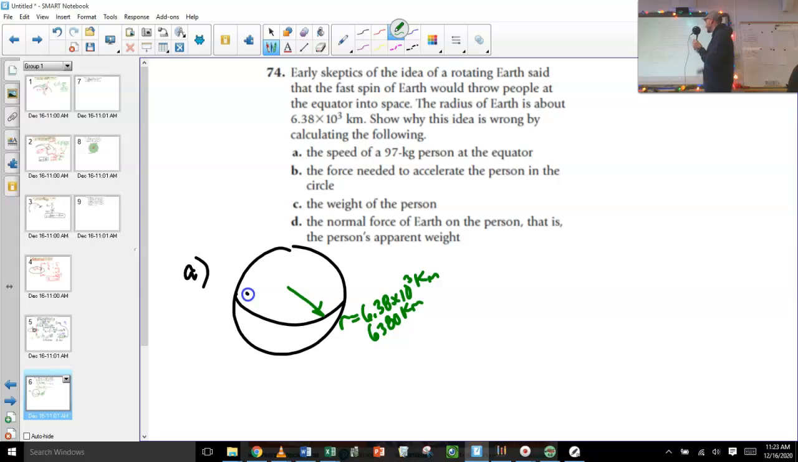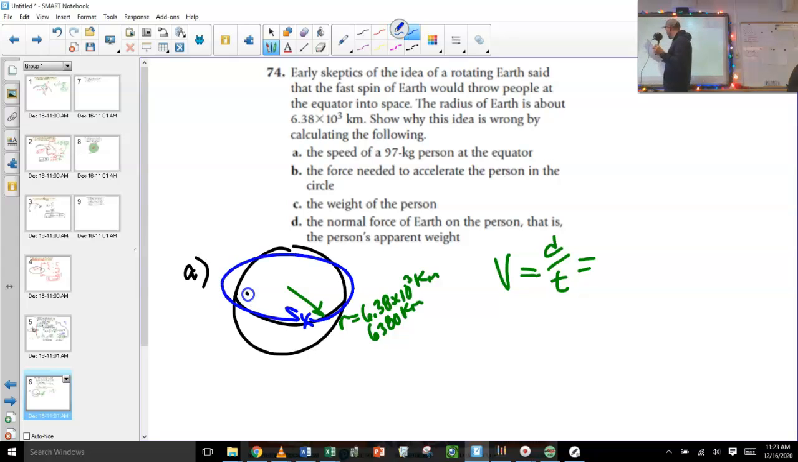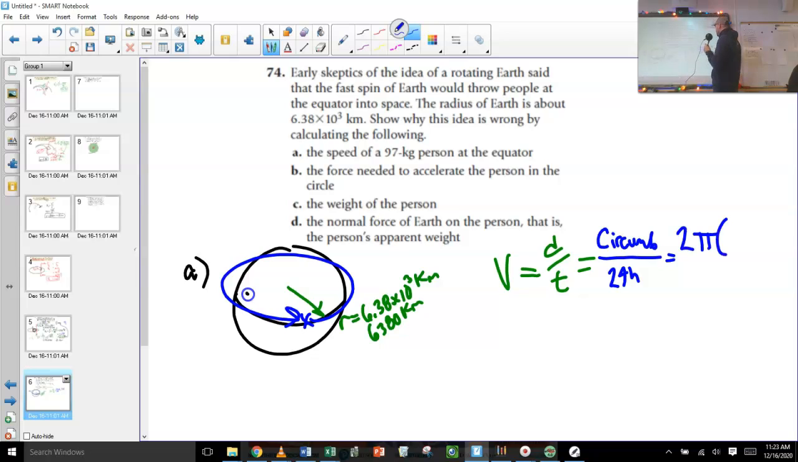What's the speed? Okay, so your velocity is going to be equal to your distance divided by your time. Somebody on the equator is going to go all the way around the Earth once in a day. So your distance is going to be the circumference, and the time is going to be 24 hours. The circumference is 2 pi times the radius, 6,380, and I'm going to add 3 more zeros because that's meters, divided by 24 hours.